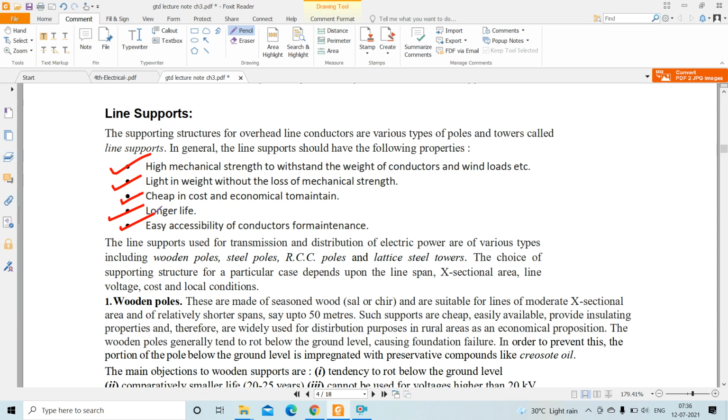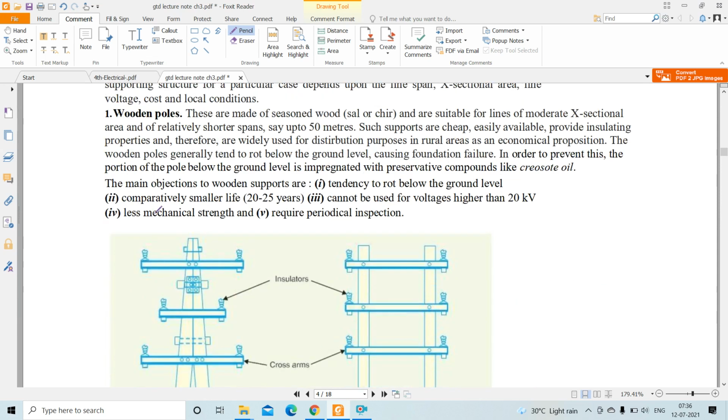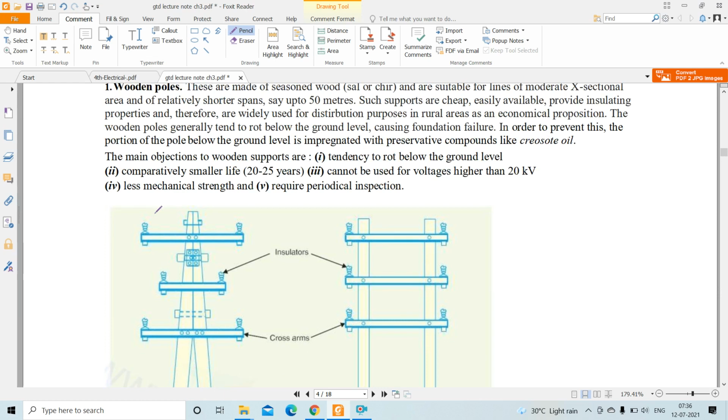So the choice of supporting structure for a particular case depends upon the line span, cross section area, line voltage, cost, and location or local condition. Different types of supports are discussed over here, like wooden poles. The main objections to wooden supports are tendency to rot below the ground level, comparatively smaller life, cannot be used for voltage higher than 20 kV, less mechanical strength, and require periodical inspection. So these are the main objections for wooden support.